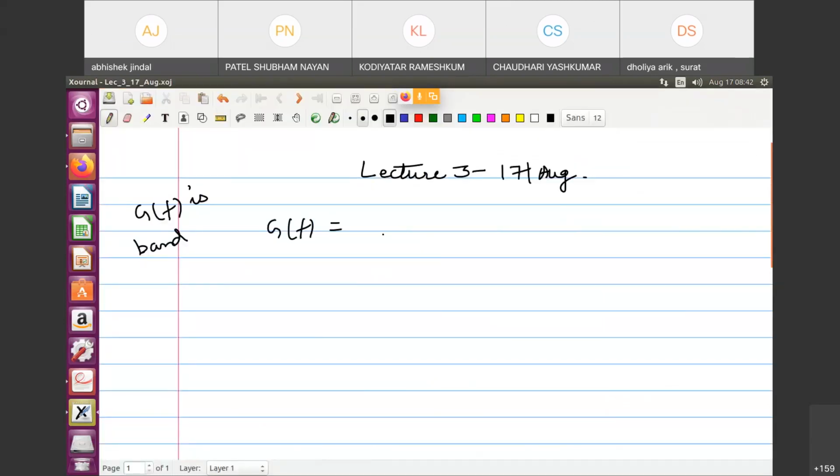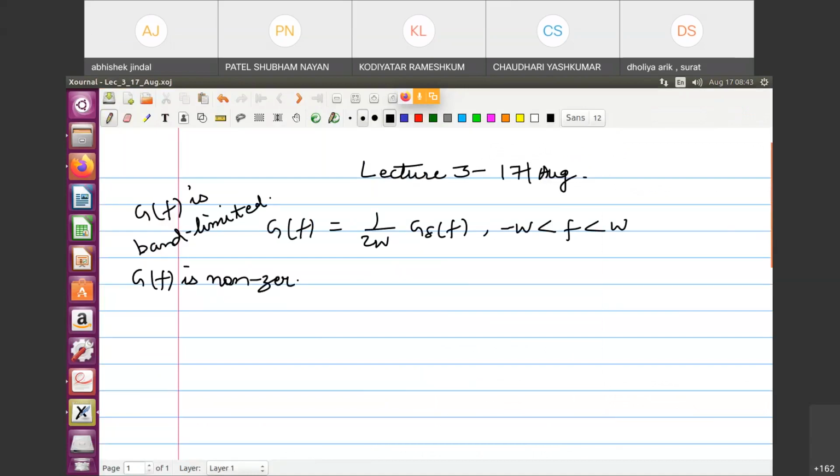So G(f) is 1 upon 2W G_delta(f) for minus W to W. This is important. So g(t) is band limited. Now we said band limited means that G(f) is non-zero only for f lying between minus W and W. Or you can simply say that G(f) is non-zero for that range.